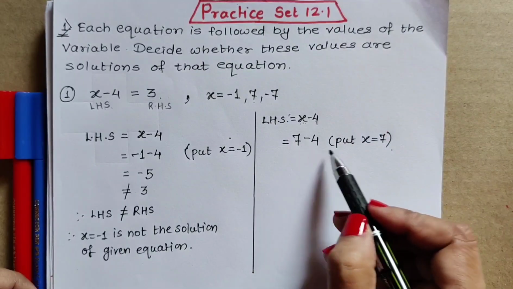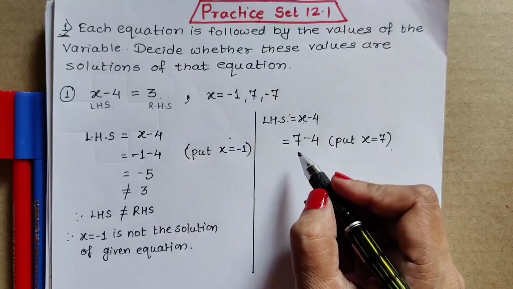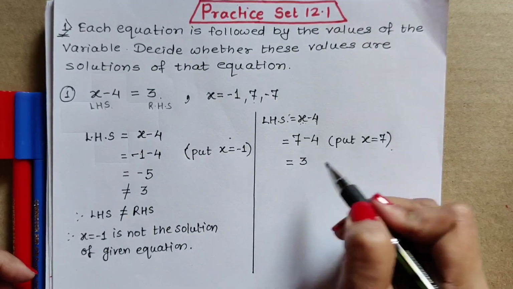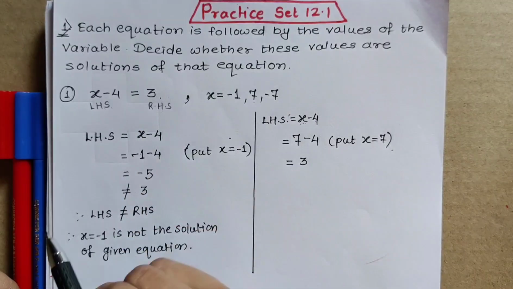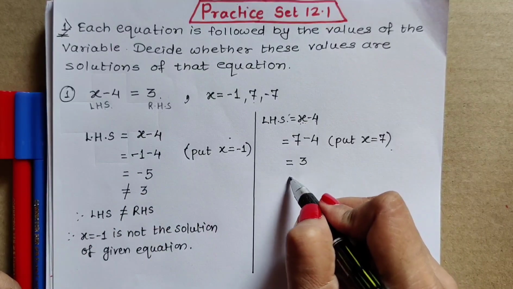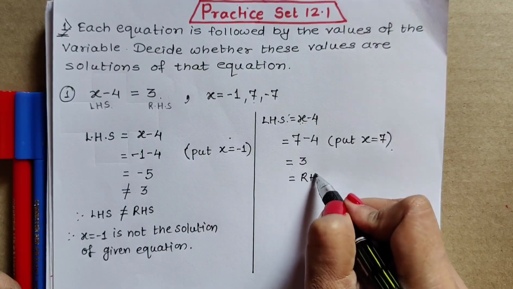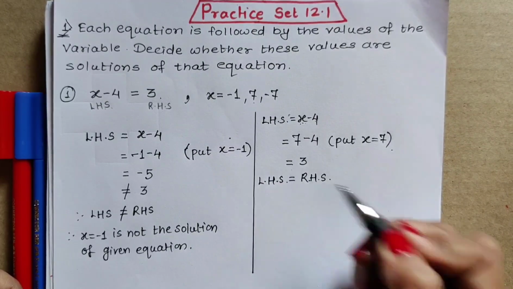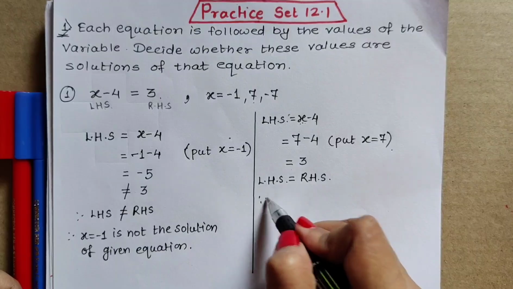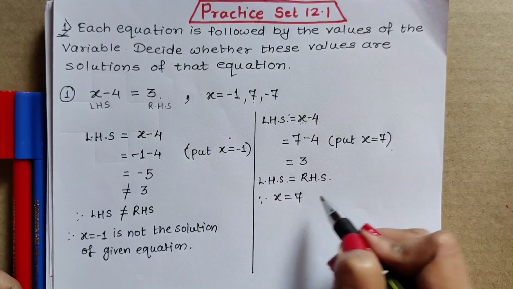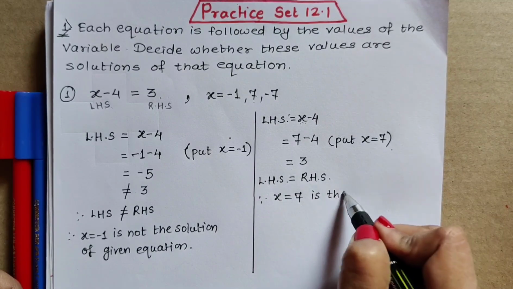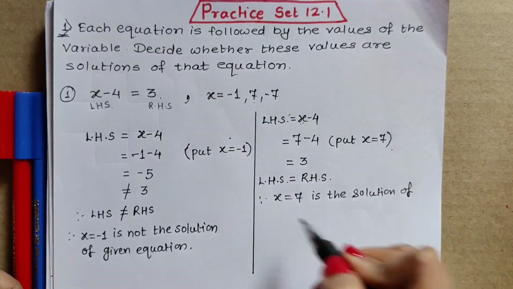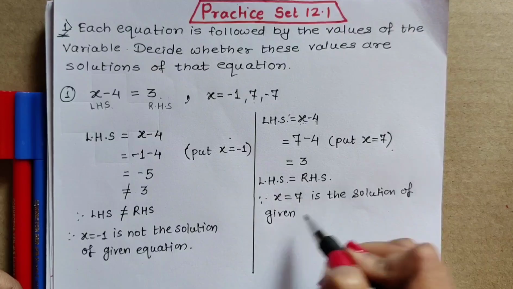Now this calculation we can do, 7 minus 4. This operation can be done because both are constant numbers. So 7 minus 4, the answer is 3. And our right hand side is also 3. So it is equal to 3. That means it is equal to the right hand side. So left hand side is equal to right hand side, and therefore x is equal to 7 is the solution of our given equation.